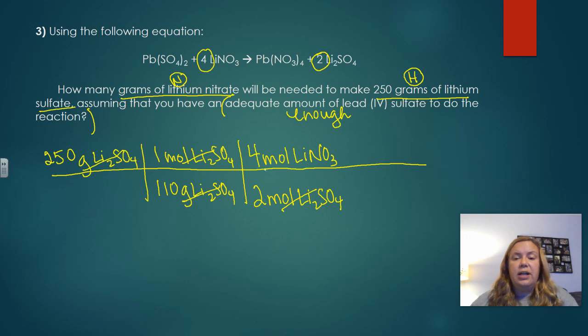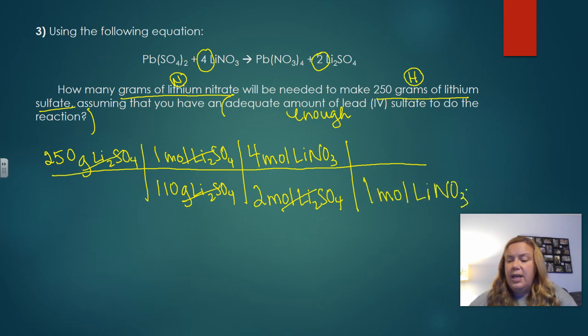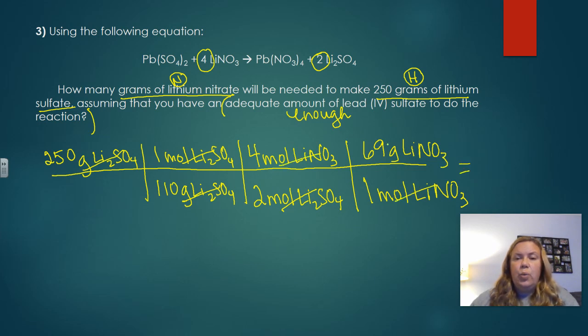If we cancel here, and if we'd solve our problem, we'd end up solving it in moles of lithium nitrate. But we want to continue because we need grams of lithium nitrate. So we're going to have 1 mole of lithium nitrate and find our molar mass of lithium nitrate. And it's going to be 7 plus 14 plus 48, 69 grams of lithium nitrate. So we can cancel moles of lithium nitrate. We're at grams of lithium nitrate. That was our need. So we can multiply now.